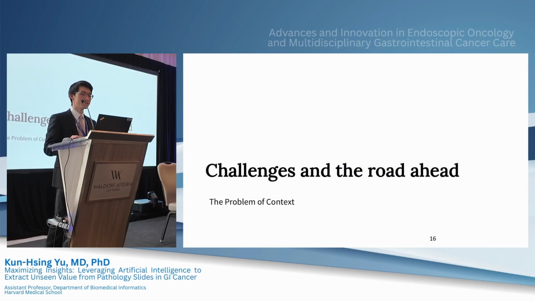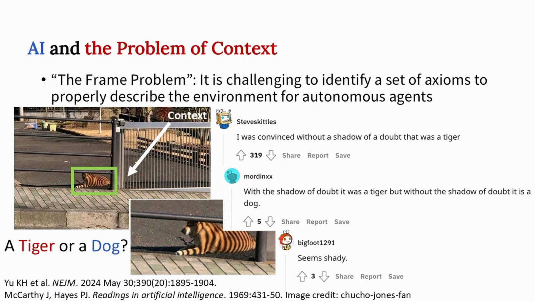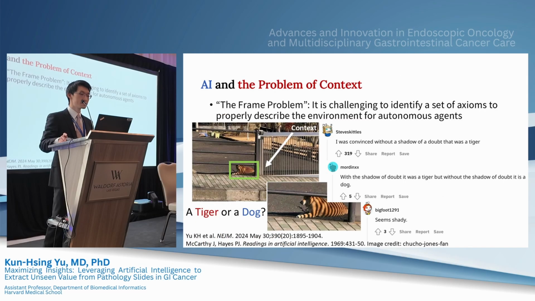And what are some ongoing challenges and the potential future directions that the field still needs to work on? In the interest of time, here I will only highlight one particular challenge related to the problem of context. The problem of context is not new, and in fact, it was first reported around 50 years ago when the previous generation of AI developers tried to identify a set of rules that may be able to help and guide the behavior of a computational system. They soon realized in their work that it is challenging to identify a set of axioms or assumptions to properly describe the environment for such an autonomous system.